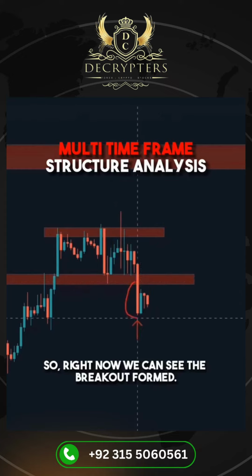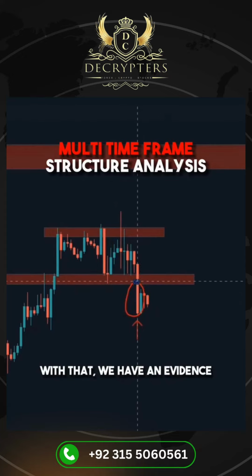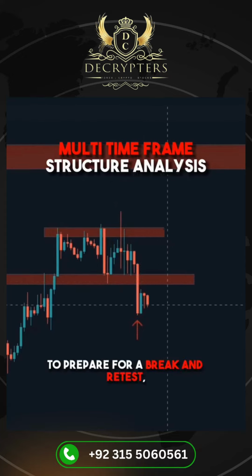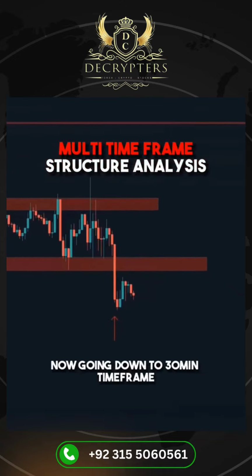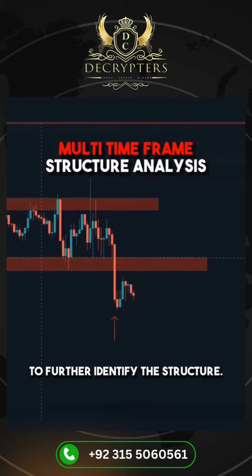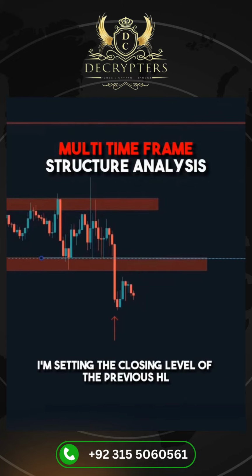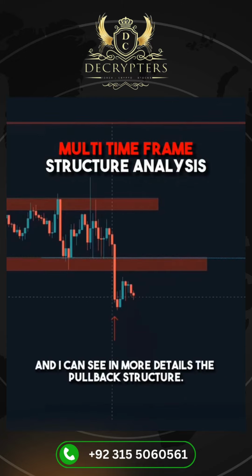So, right now we can see the breakout formed. With that, we have evidence to prepare for a break and retest, and we also see a slight pullback. Now going down to the 30-minute time frame, to further identify the structure, I'm setting the closing level of the previous higher low, and I can see the pullback structure in more detail.